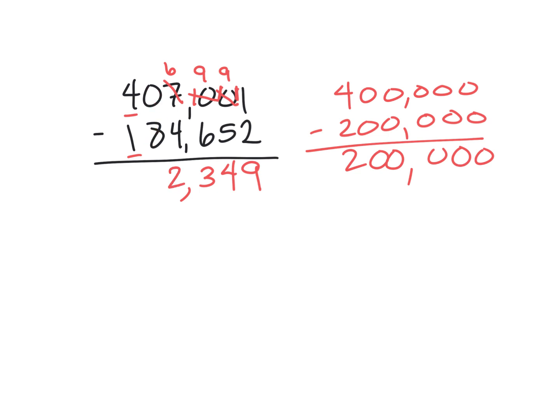I have 0 and you want to take 8. Oh no. All right, let's go to our neighbor. 10 minus 8 is 2. And 3 minus 1 is 2. 222,349 more water bottles in Mr. Mora's class than in my class. And that's how you do that.